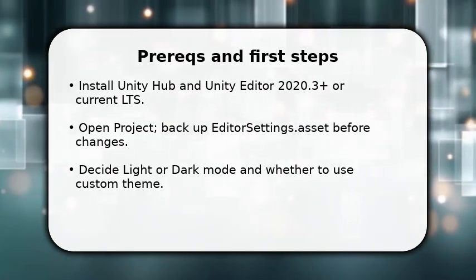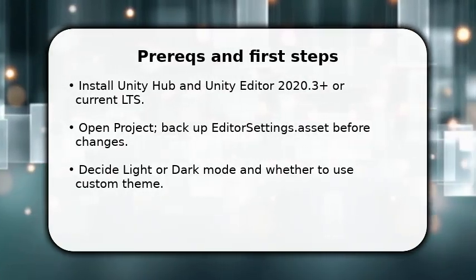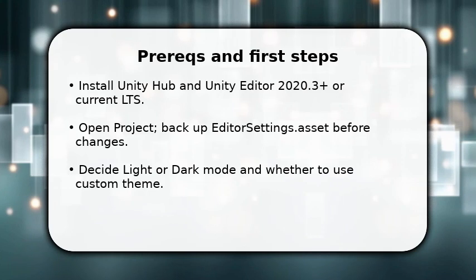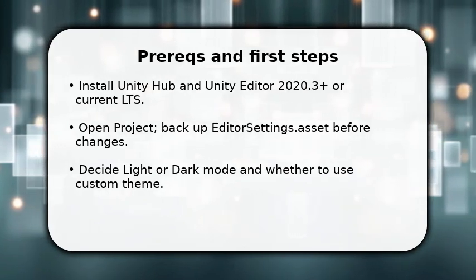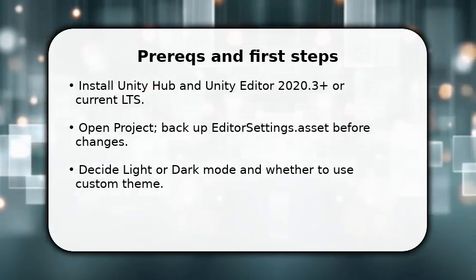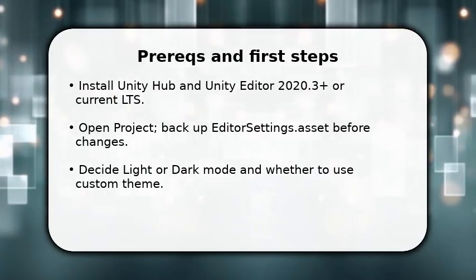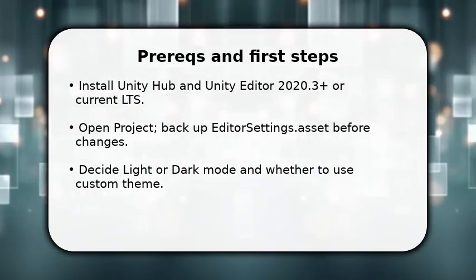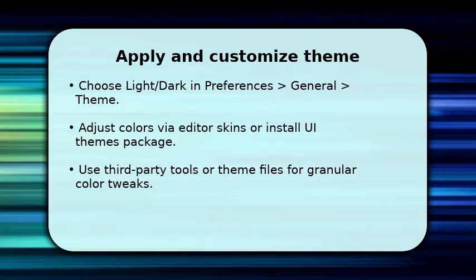If you plan a custom theme, you'll enable experimental or third-party tools next. Don't delay this choice because it affects contrast and text legibility. You now apply the theme. Select light or dark in Preferences, General, Theme and watch the editor repaint immediately.